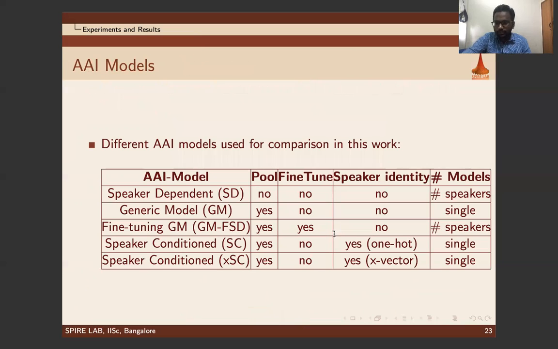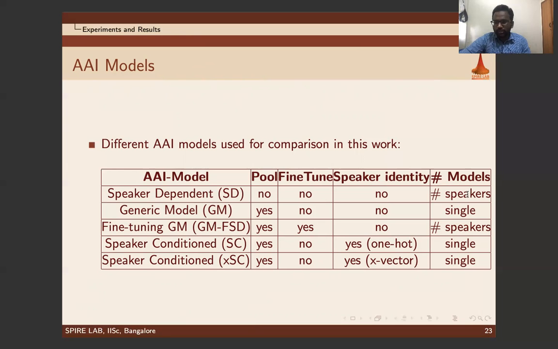Different AAI models experimented in this work are summarized in this table, based upon whether pooling, fine-tuning, and speaker identity are required or not, and the number of AAI models resulting in each approach is indicated in the last column. In the speaker-dependent AAI model, we do not need pooling, fine-tuning, or speaker identity, while in the generic model, we need to pool data from multiple speakers, which results in a single model.